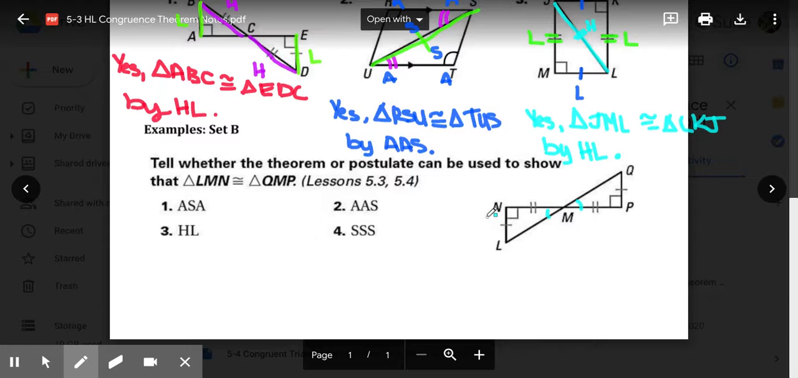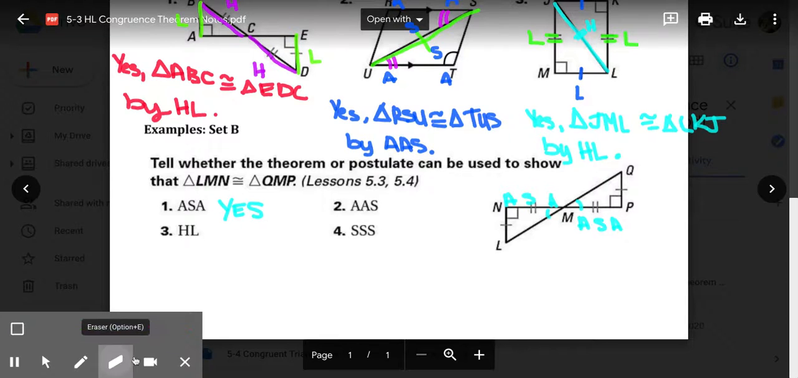Angle, side, angle. Well, if I'm looking, I do see that I've got an angle, a side, and an angle in this one. And I have the same thing over here, angle, side, angle there. So I could say, yes, angle, side, angle works.